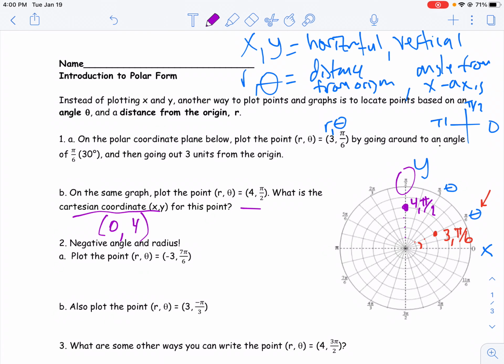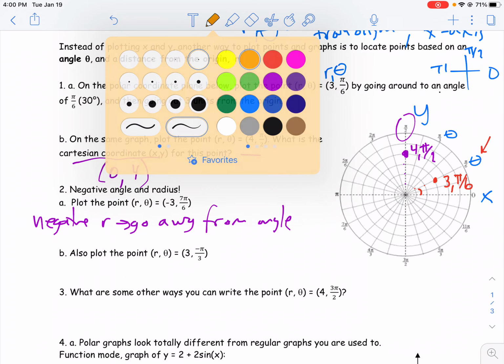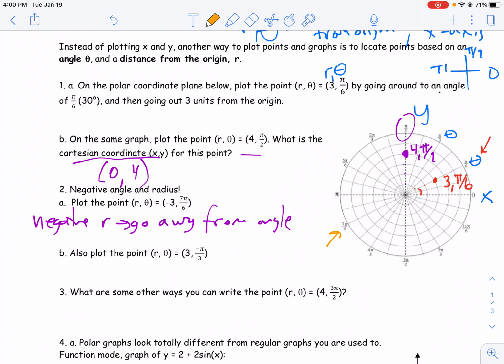Okay, now the cool thing about this, or maybe it's cool, is you can actually have a negative r and a negative theta. When you have a negative r value, your thought should be to go away from the angle instead of towards it. So if you have negative 3 comma 7 pi over 6, you go out to 7 pi over 6, but instead of going towards it on that line, you go back away from it 1, 2, 3 units. Oh, it's also the same point. So that same point could also be referred to as negative 3 comma 7 pi over 6. That's just another way that you can represent things.